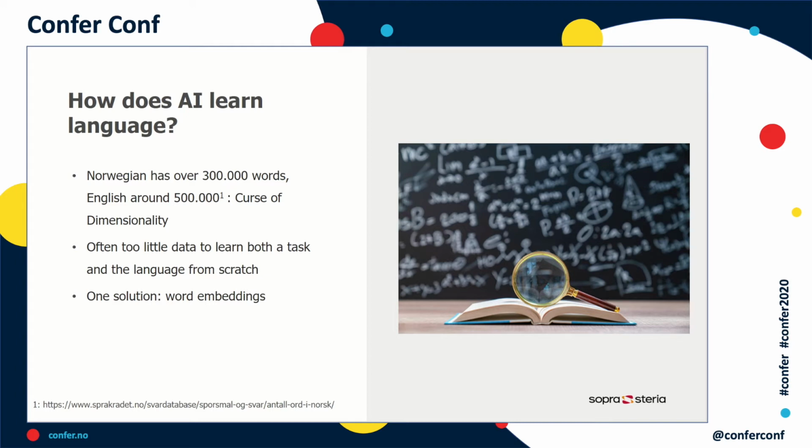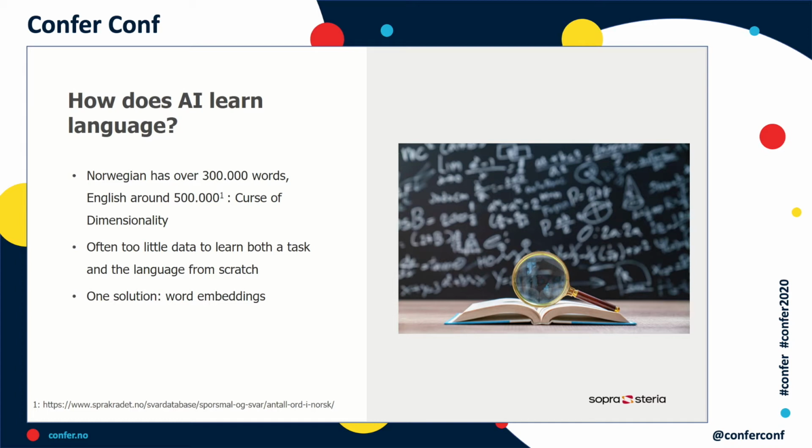So how does AI actually learn a language? This is a non-trivial task, which I'm sure all of you know, in particular if you've ever tried learning a foreign language. And just to illustrate one of the problems, Norwegian has over 300,000 words in the dictionary, while English has around 500,000, and this results in a severe case of the curse of dimensionality. If we were to represent all these words in a new way, we would have extremely high dimensionality and extremely high sparseness, and this entails that we would also need extreme amounts of data to do basically anything, unless we somehow manage to reduce the dimensionality.